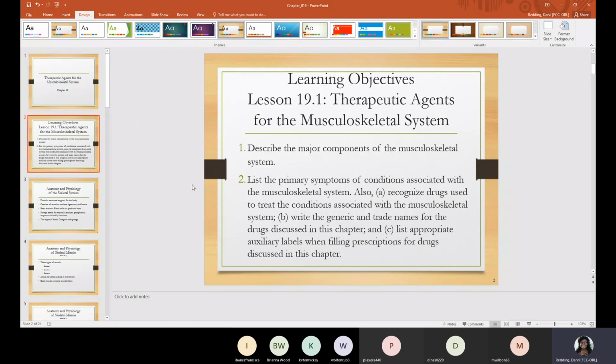In this chapter, the learning objectives include being able to describe the major components of the musculoskeletal system. You should also be able to list the primary symptoms and conditions associated with the system, as well as recognize the drugs that are used to treat certain conditions associated with the musculoskeletal system, as well as write the brand and generic names for the medications that will be discussed in this chapter. And lastly, be able to list the appropriate auxiliary labels when filling prescriptions for medications.